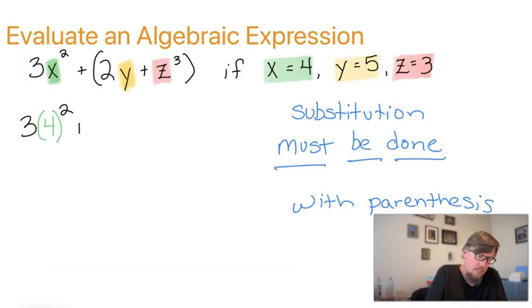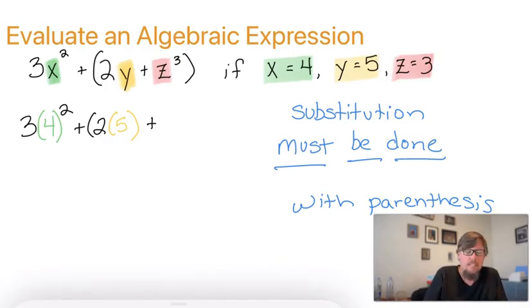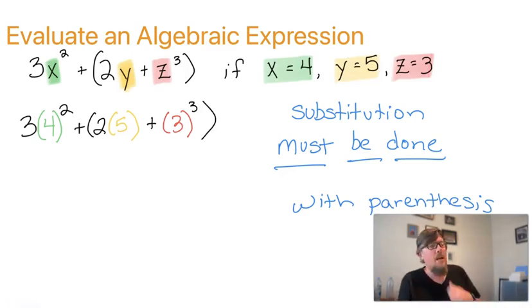Okay, plus 2, and now where I'm going to put y, I have to have parentheses. Without the parentheses, it would look like I was writing 25 instead of 2 times 5. So I need to substitute with parentheses. And then finally, my z value of 3, of course, also goes in parentheses. And so after I do all of my substitution, this is what it's going to look like. Got a lot of parentheses going on here.